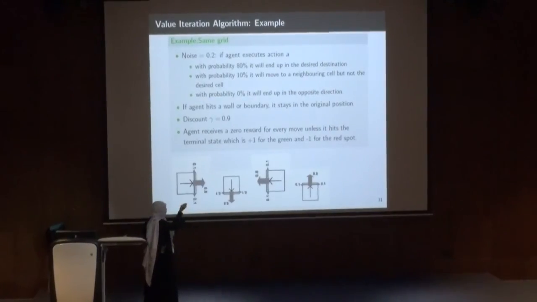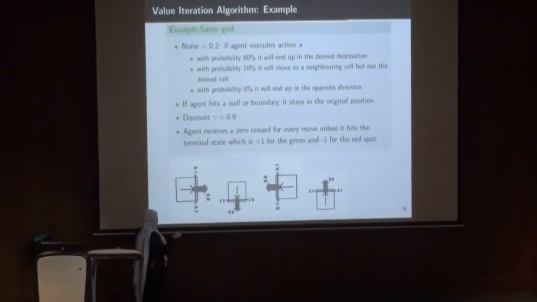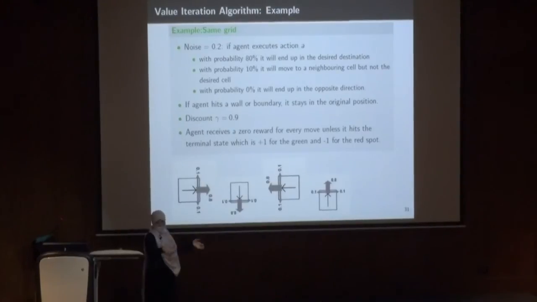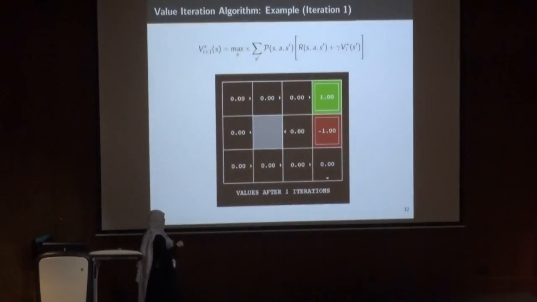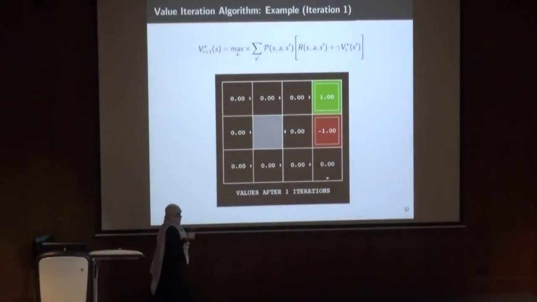Okay, so we have the transition probability function. If the agent hits the wall, then it stays at its place. We have a discount factor of 0.9. And we know that the agent receives a 0 reward for every move, except for the terminal states: the green one, it will receive a +1, and the red one, it will receive a -1. Then at the first iteration, we initialize all the values to 0, right? And this is the equation of the update.